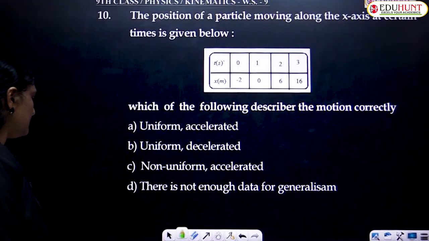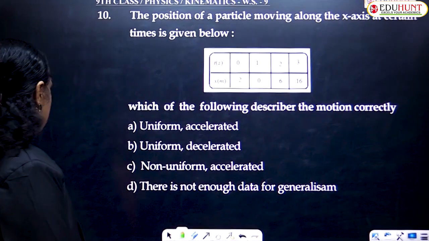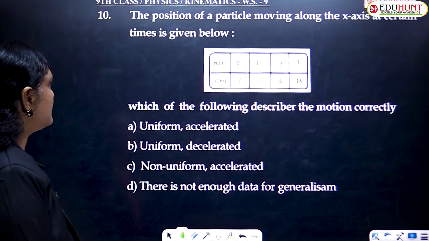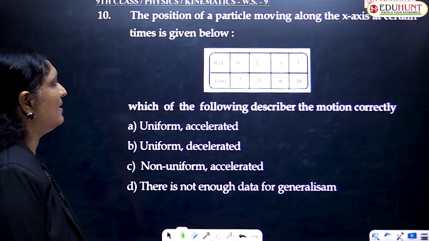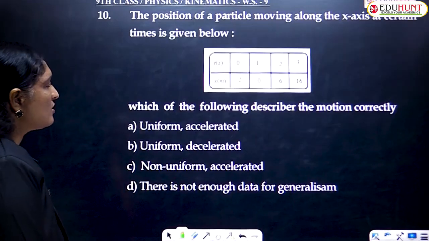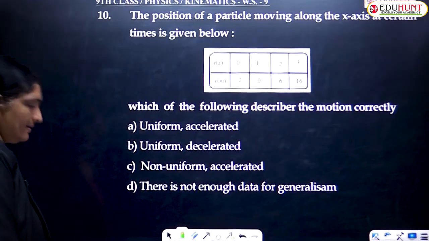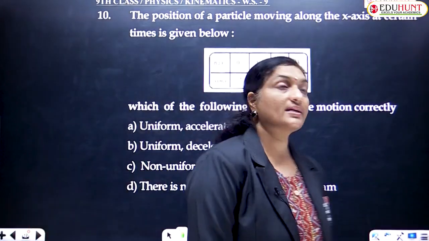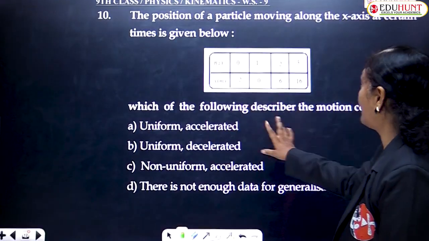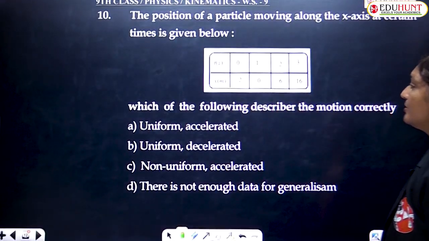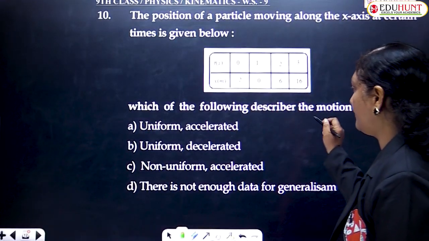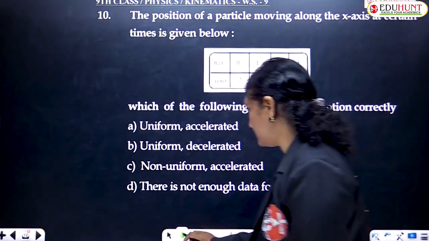Okay, children. Next, 10th question. The position of a particle moving along the x-axis at certain times is given below. Which of the following describe the motion correctly? To describe the motion correctly, it is a displacement-time graph or position-time graph. We need to find out the velocity, that's it.